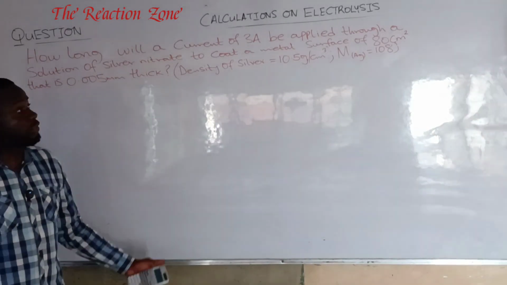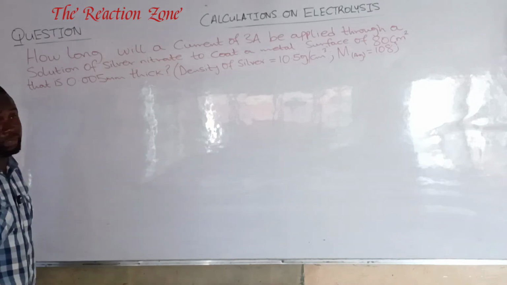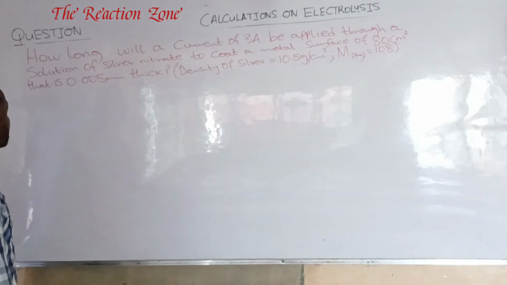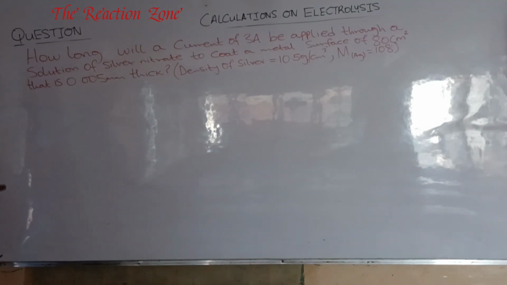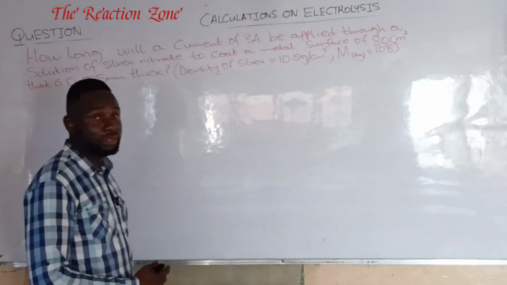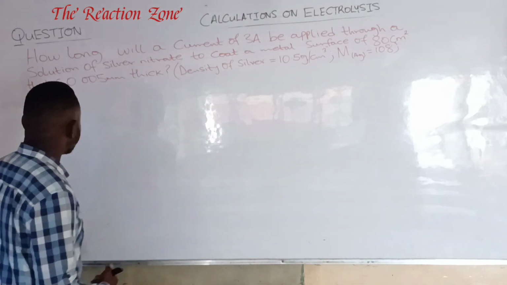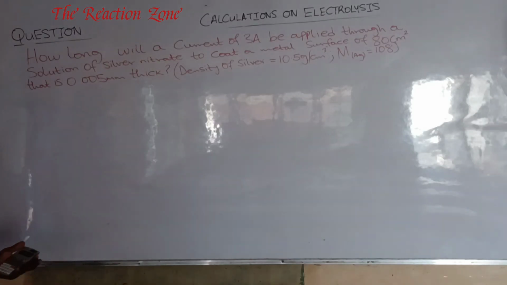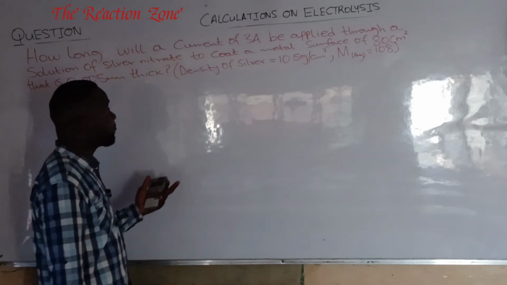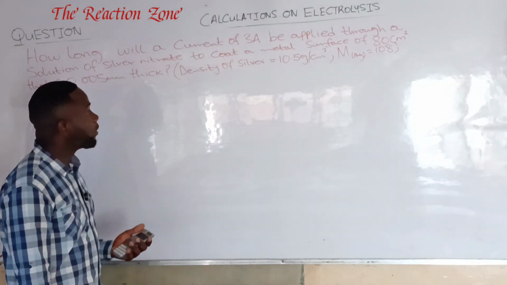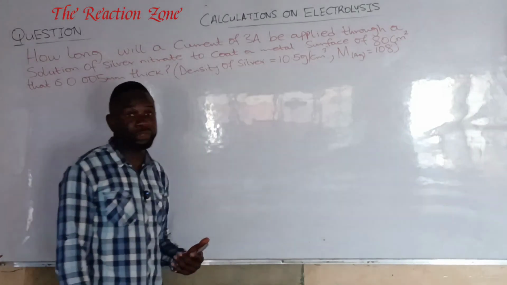Now in today's lesson we're going to look at how to solve the question on electrolysis on the board. And the question is as follows. How long will a current of 3 amperes be applied through a solution of silver nitrate to coat a metal surface of 80 centimeters squared, that is 0.005 millimeter thick, given that the density of silver is 10.5 grams per cm cube and atomic mass of silver is 108.